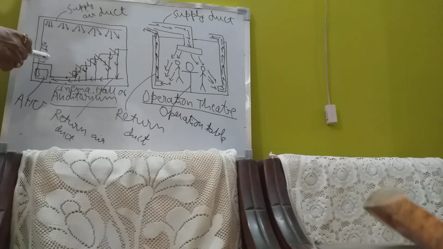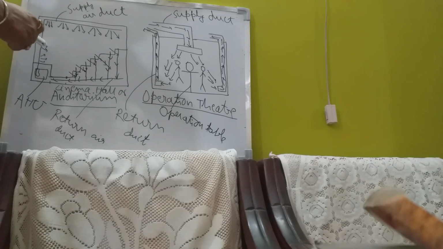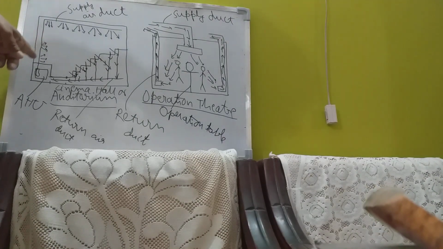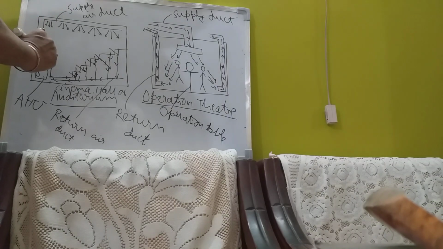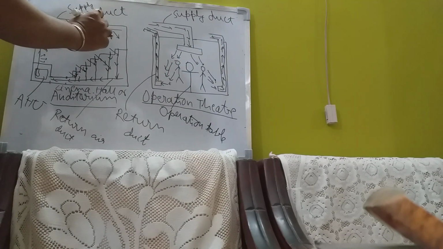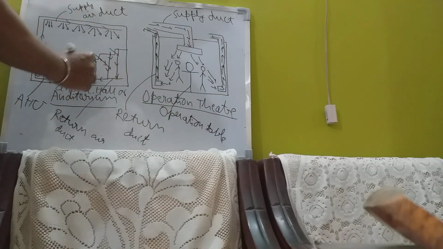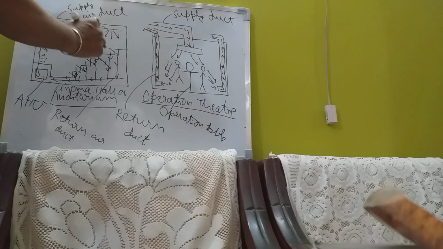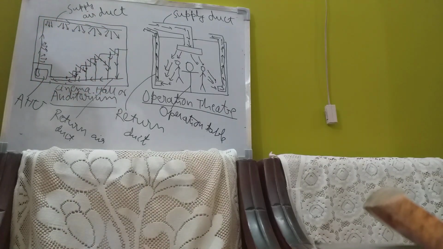Here is the stage. The height is very high in the stage. So in this case, you are throwing air through the supply duct even at the vertical, through the grills. Grills are provided here. Through the grills, this is the supply air duct. Okay, show the direction of the duct. This is the direction of airflow. This is the supply direction of airflow. This is the return direction of airflow.